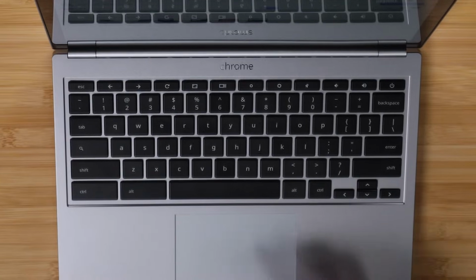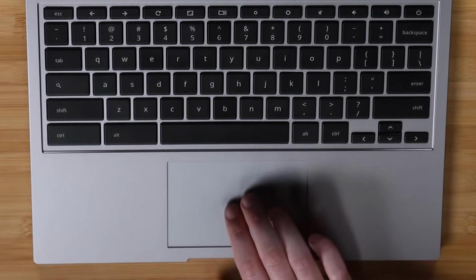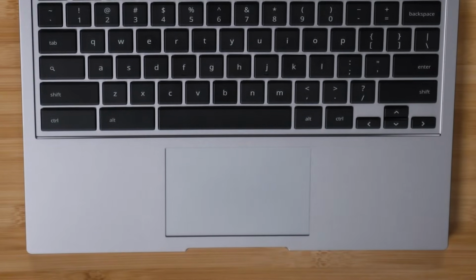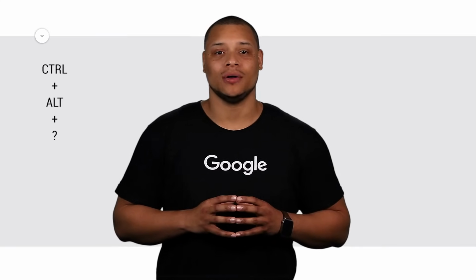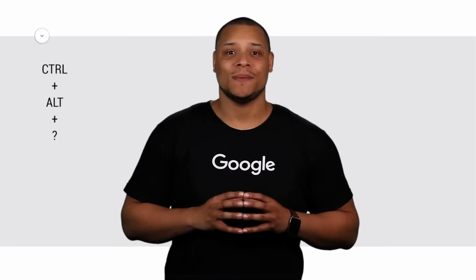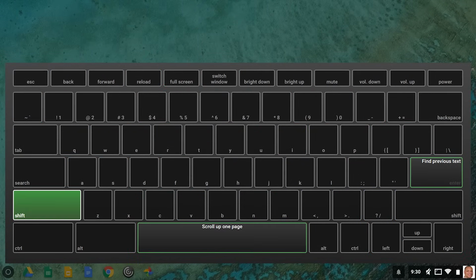Let's go through some touchpad and keyboard tips to help you navigate your Chromebook. Use two fingers and move them up or down to scroll. To right-click, do a two-finger click. For a map of keyboard shortcuts, press Ctrl, Alt, and question mark. Depending on which key you hit, you'll see the corresponding shortcut.